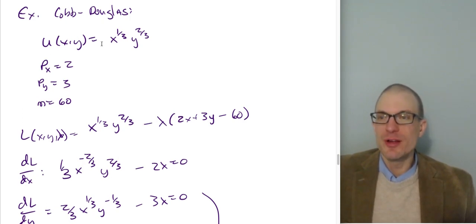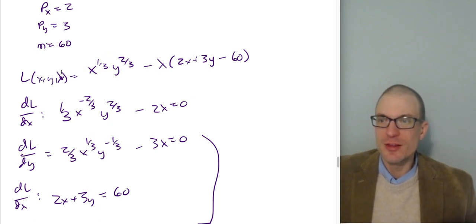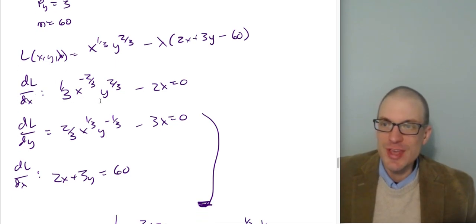Now here's a Cobb Douglas. Suppose our utility is going to be X to the 1/3, Y to the 2/3. The price of good X is 2, price of good Y is 3. The income is 60. Here's my Lagrangian. I'm going to maximize utility. So my objective is my utility function. My constraint is my budget constraint. Here's my lambda. I'm going to take dL dx, which is my marginal utility, is going to give me marginal utility of X. And then here's dL dy, which is going to give me my marginal utility of Y. dL d lambda is just the budget constraint.